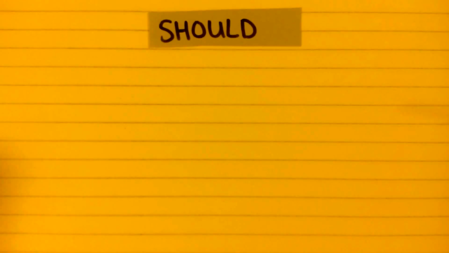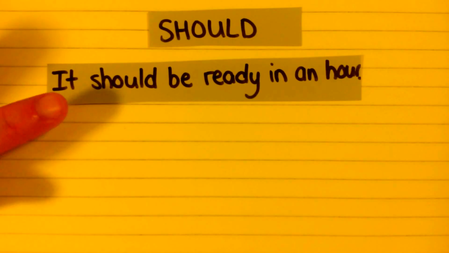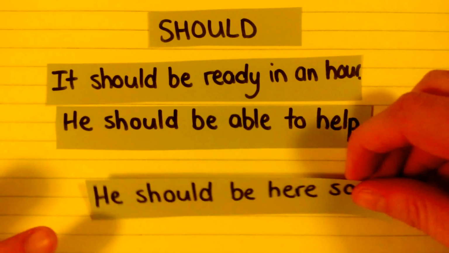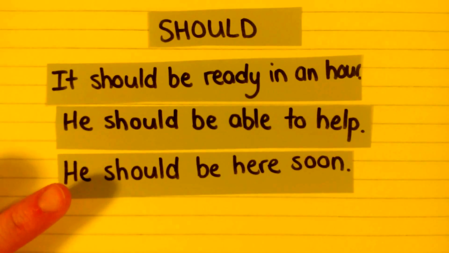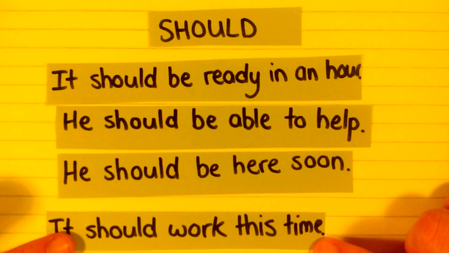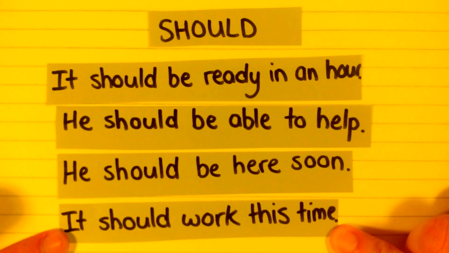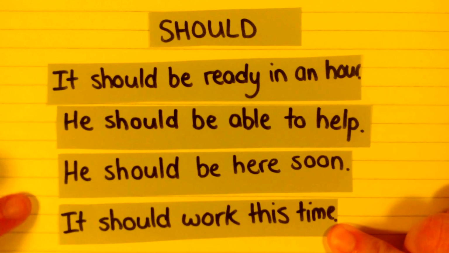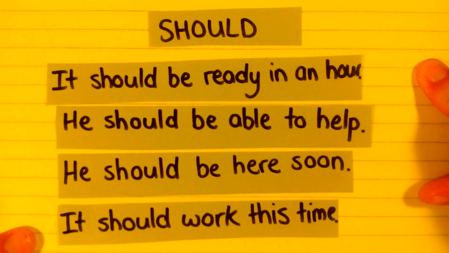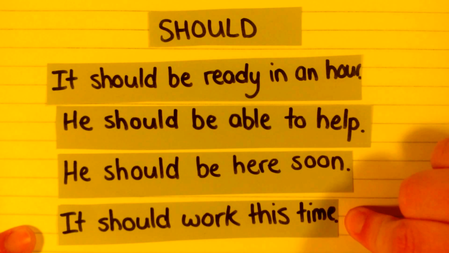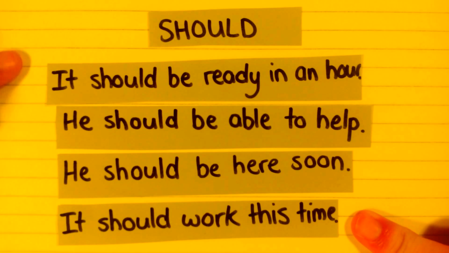So we could say, it should be ready in an hour, or he should be able to help, or he should be here soon, or it should work this time. And these are all conclusions about the future. We think these things will happen, so we can say it should be ready in an hour, he should be able to help, he should be here soon, or it should work this time to express a conclusion about the future.